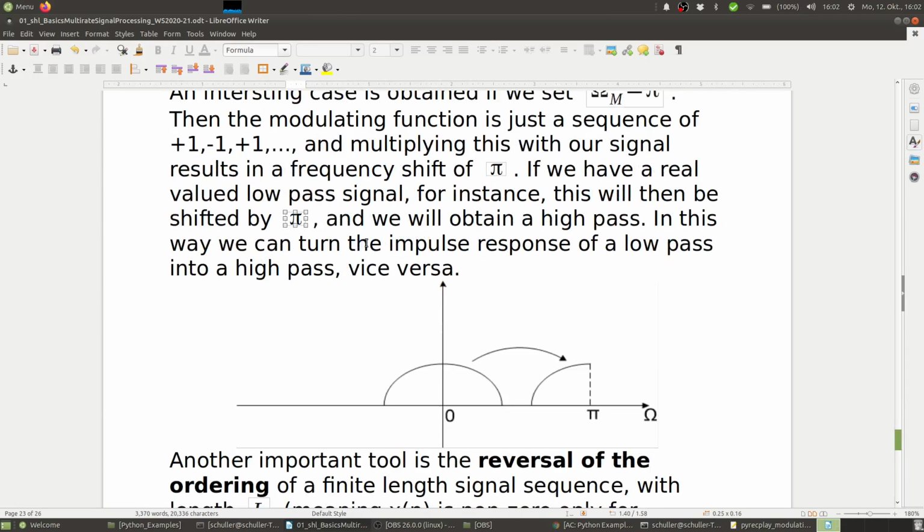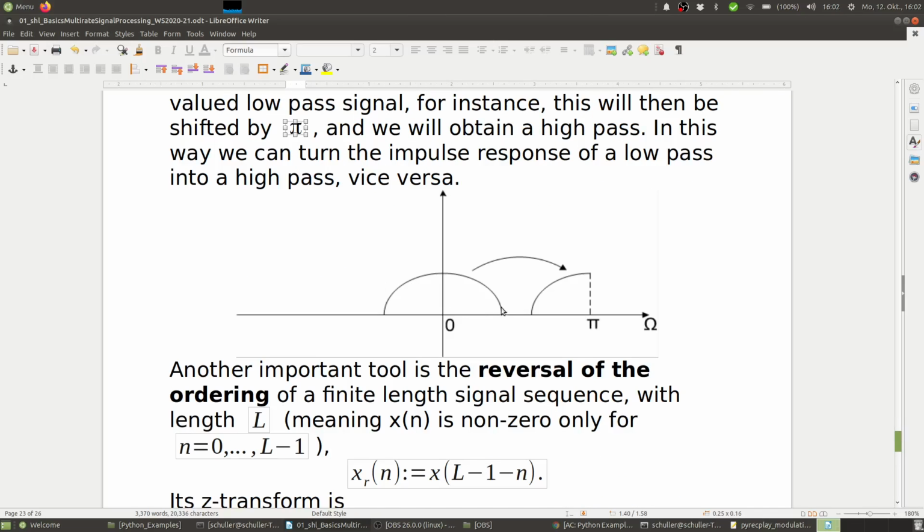Yeah, and in this way we can turn the impulse response of a low pass into a high pass and vice versa. So here is the frequency response of our low pass, and then we shift it by pi, so we shift 0 to pi, and then we get a high pass accordingly. So the other half would be appearing above pi.